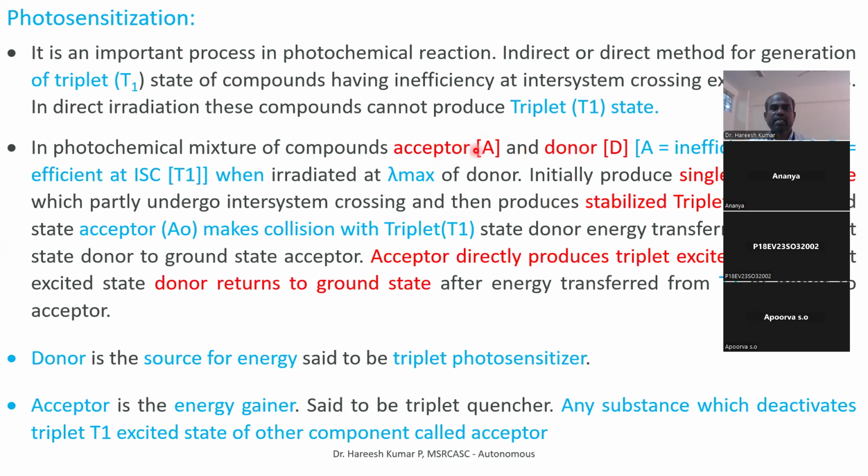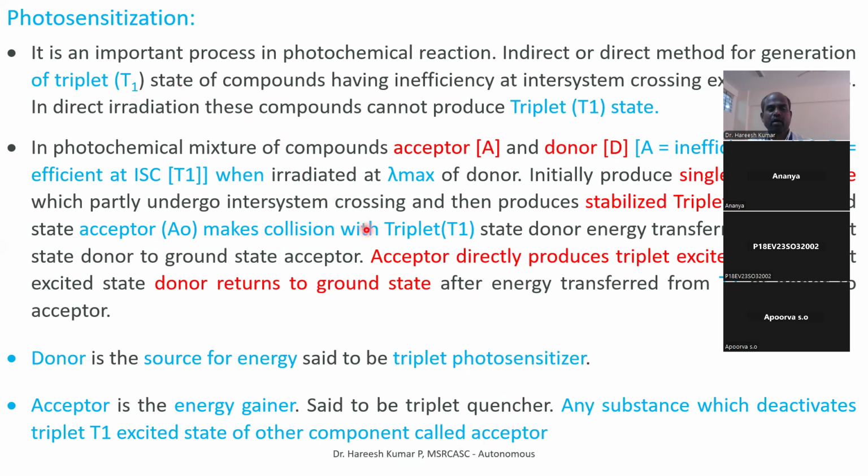So here, what is the acceptor? Acceptor usually means olefins in this case, and the acceptor takes the energy from the donor and goes directly to the triplet state. The donor we call a photosensitizer, and the acceptor we call a triplet quencher. This is the concept of photosensitization.